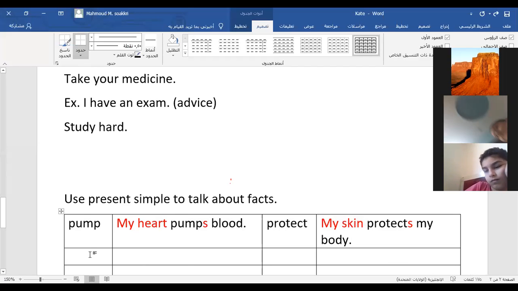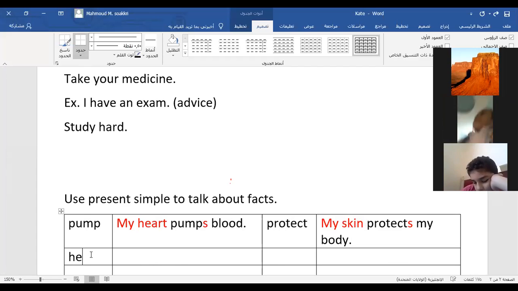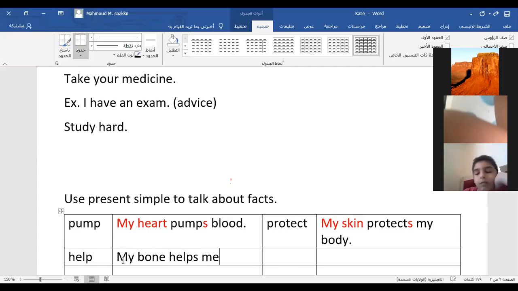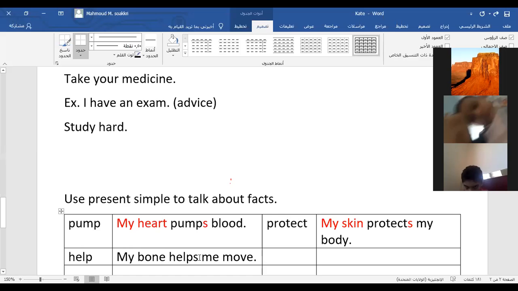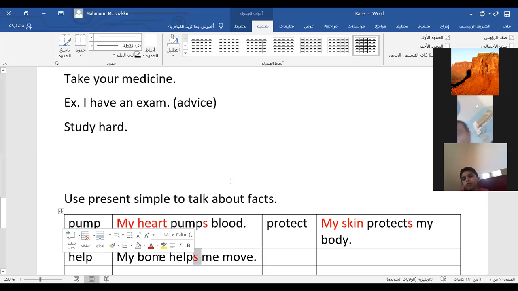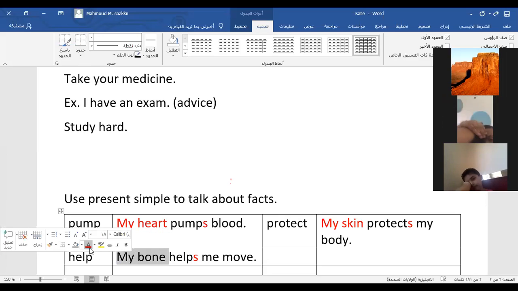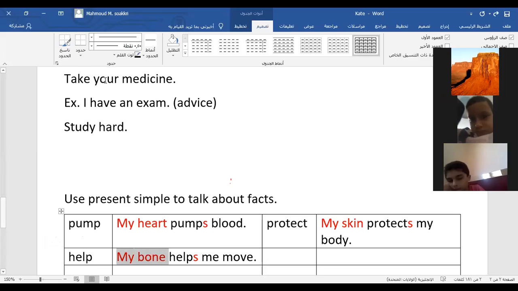Another example, the verb help. For example, my bone helps me move. The verb help ends with P, but we add S because the subject, my bone, is singular.